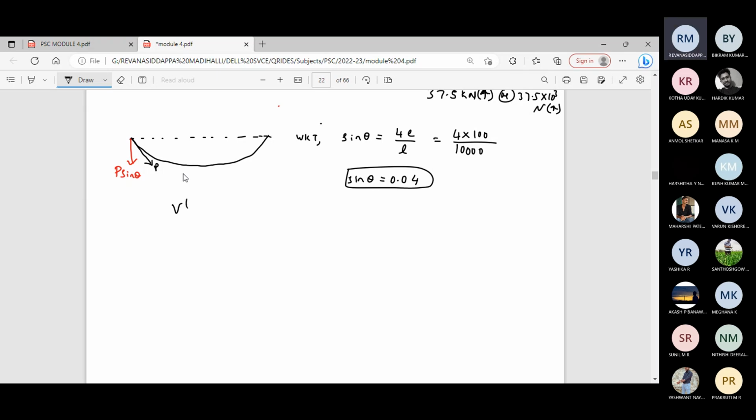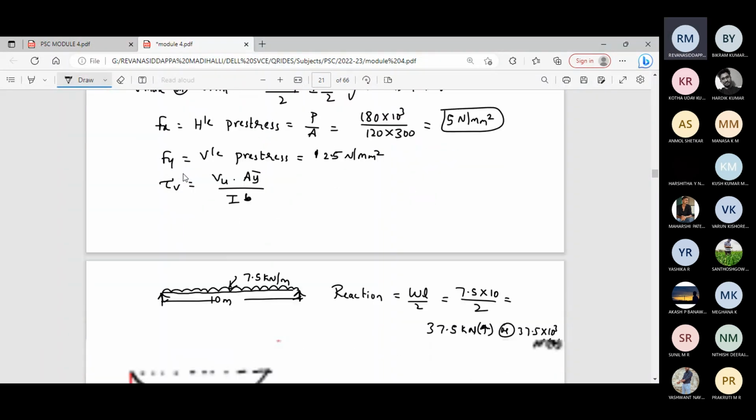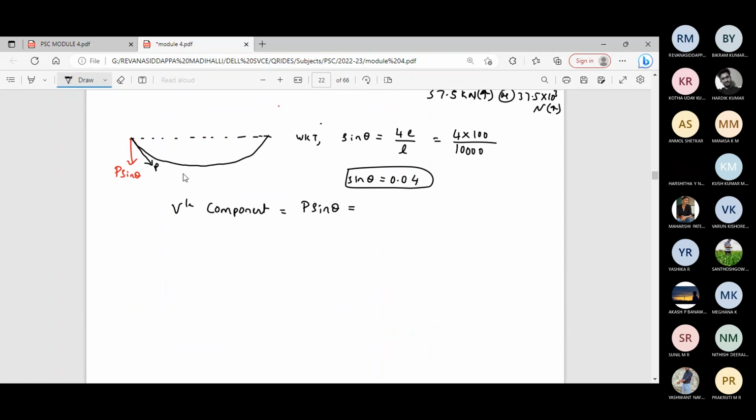Then you can find the vertical component. Therefore, the shear force due to the pre-stressing force, P sin theta, is equal to the pre-stressing force, which is given as 180 kilonewton. So 180 into 10 power 3 into 0.04. The answer will be 7,200 Newton, and that will be in downward direction. From this diagram you can see the direction is downward. These directions are required for adopting suitable sign.